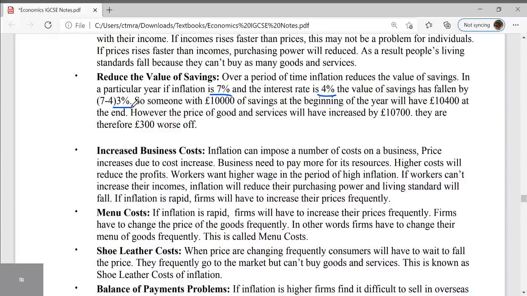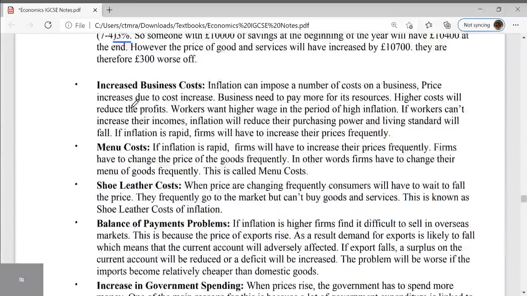Next is increased business cost. As inflation is increasing, the raw material and labor cost, everything will increase as well. So as a result, cost of production will rise. As cost of production rises, what will happen? It will be a burden to the business, and profit will fall.